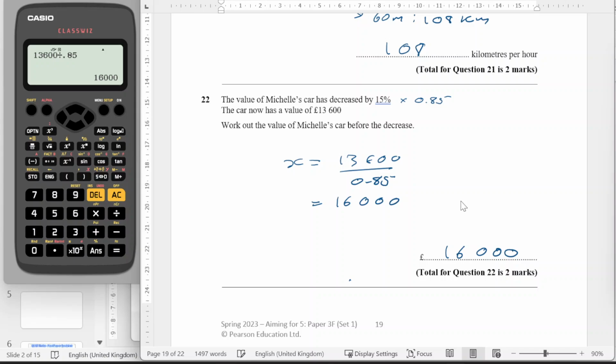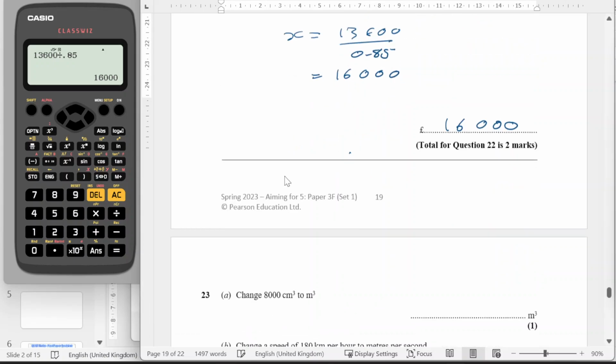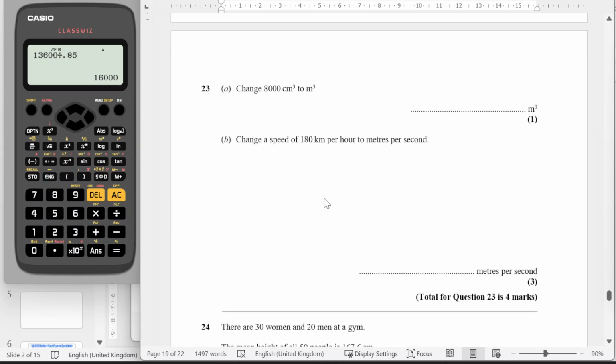Okay, question 23. Change 800 centimeters cubed into meters cubed. Well, 1 meter cubed is going to be equal to 1 meter times 1 meter times 1 meter, which is 100 times 100 times 100 centimeters. So it would be 1 with 6 zeros.